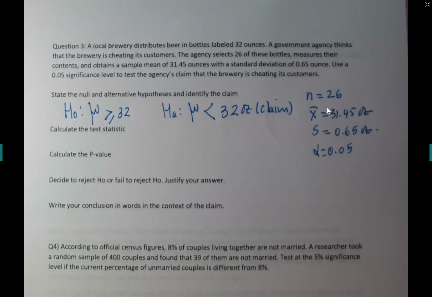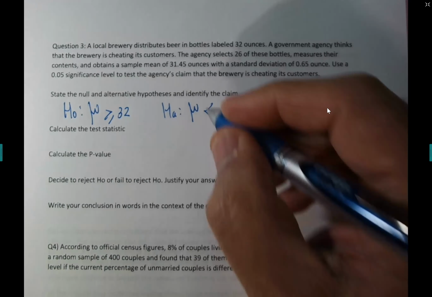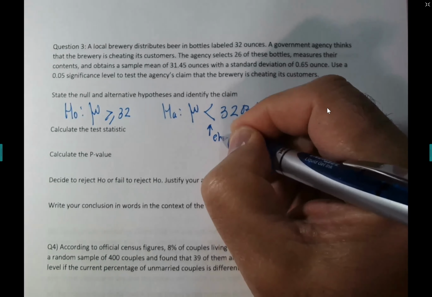If you cheat me when it comes to weight, that means you're giving me less than what you should be giving me, like I'm buying something from you and that requires a weight. So it is less than 32 ounces. That's cheating.